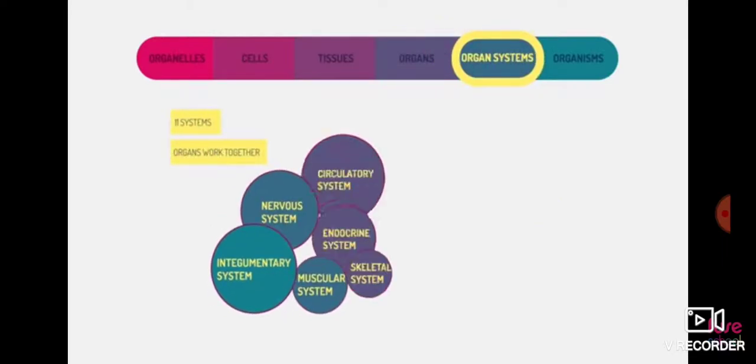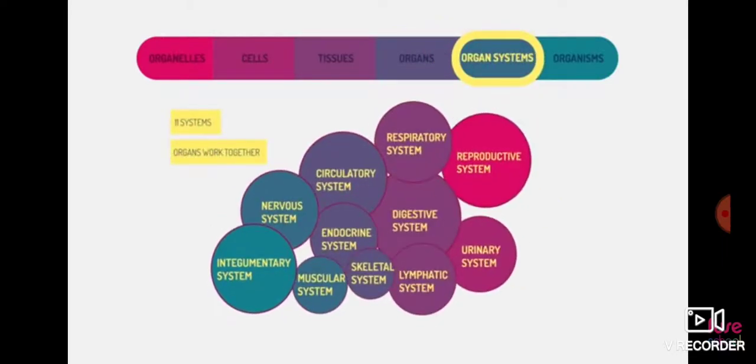These specialized organs work together in organ systems, performing body functions. Organ systems keep the body regulated and in a stable state. The human body has 11 organ systems.